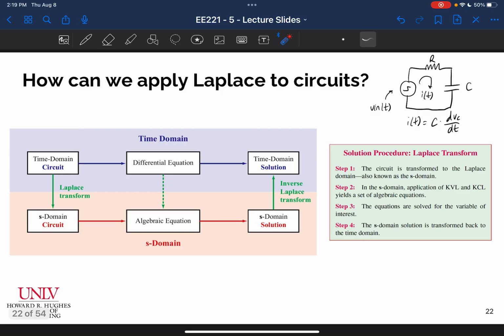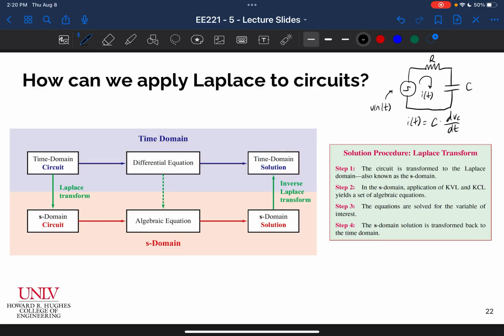So you have a time domain circuit. Sorry. Okay, so you have a time domain circuit. You solve it using differential equations in the time domain, and you get a time domain solution, which is what we saw previously with these RC circuits.